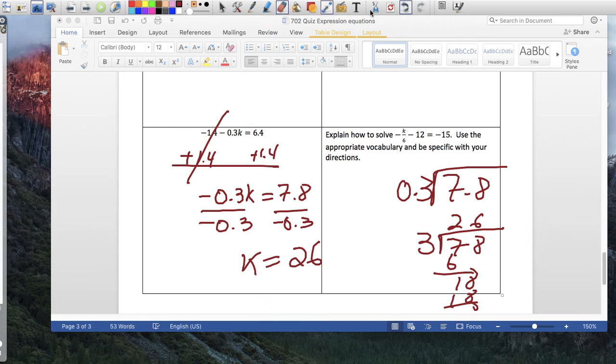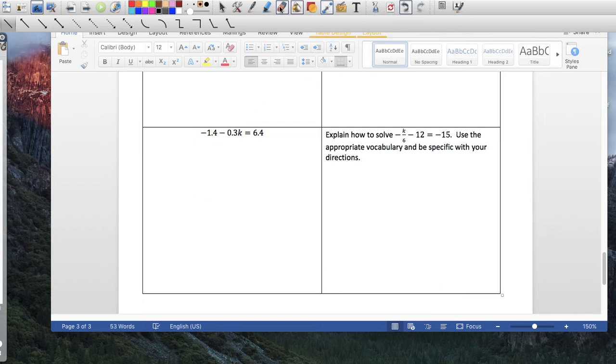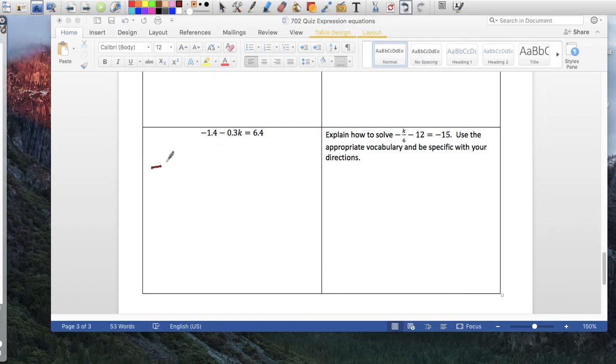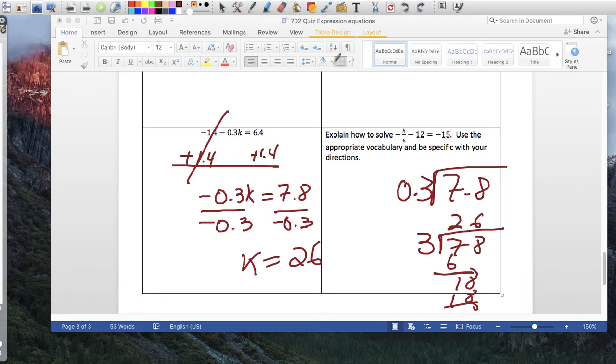Let's substitute. So k is 26, right? So let's substitute. Minus 0.3 times 26, is that equal to 6.4? Yuck. Really? Did I do something wrong? It doesn't look like it's going to be 6.4. Yeah, there's something wrong here. I did it wrong. 7.8 negative. Oh, this is supposed to be negative 26. Okay, so there we go.